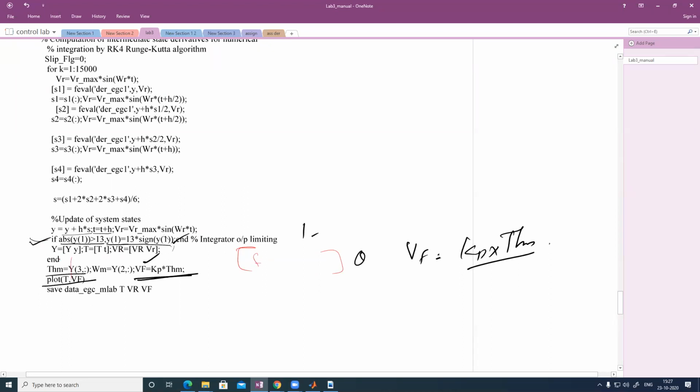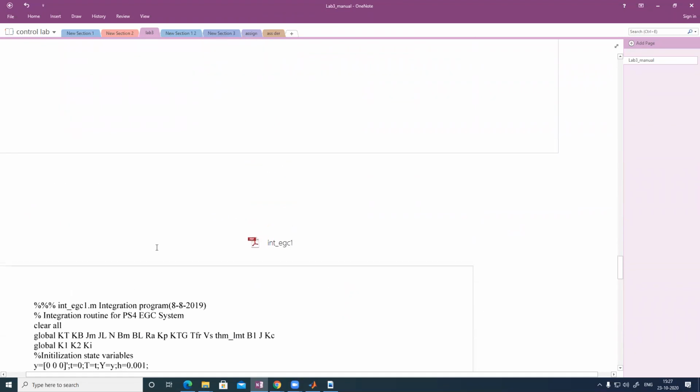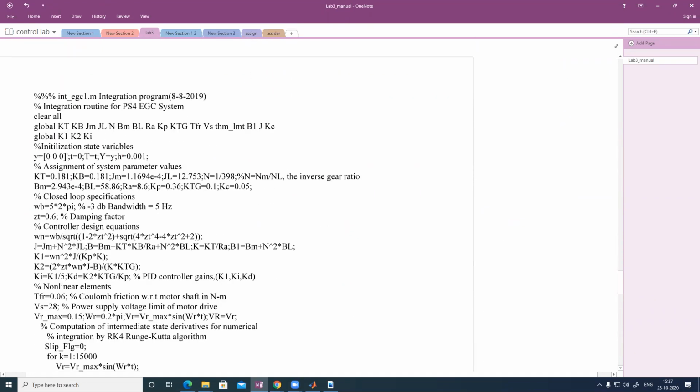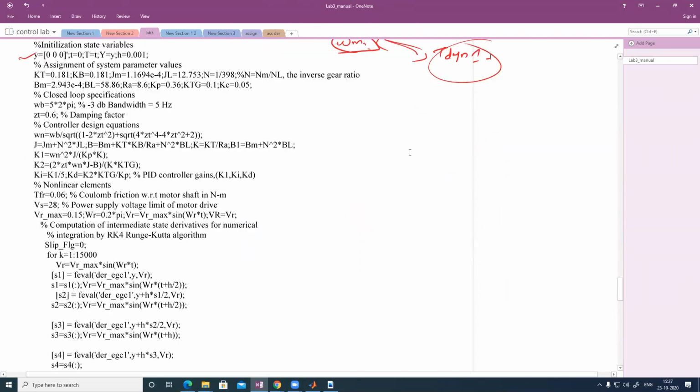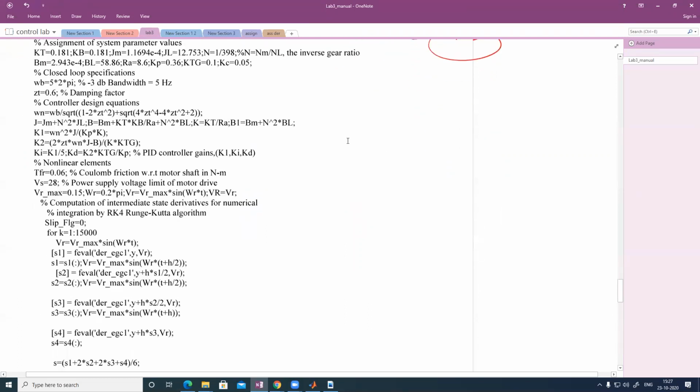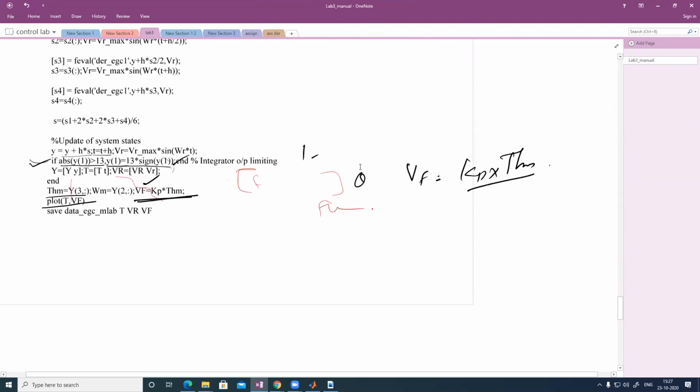Whatever you are obtaining here, you have to make one flag, and with that flag value you have to update one more, this omega m here. Here 3 states are given; there you have to take one more state. In this T dynamic one only, you have to do these two. This R is explained, these two. So this program is given to you and you are done. Only 4 or 5 lines you have to add.